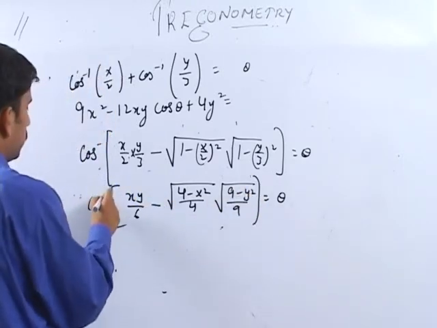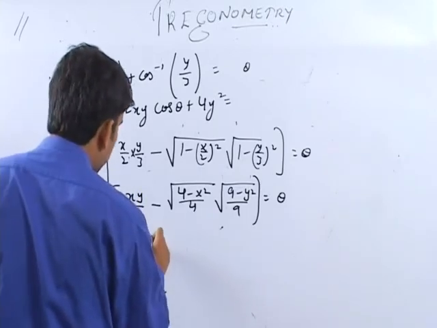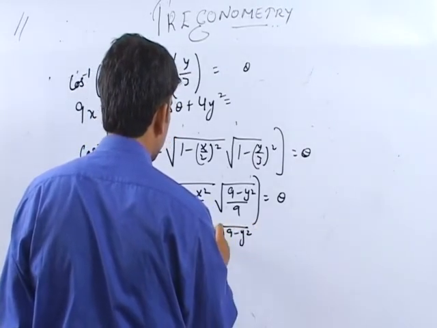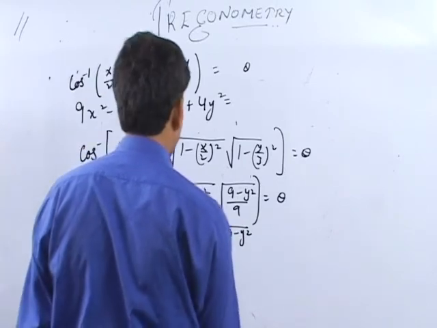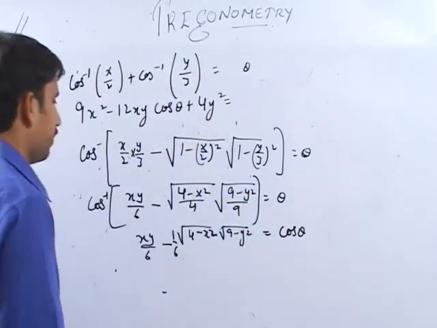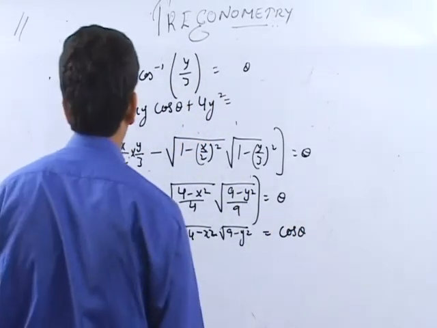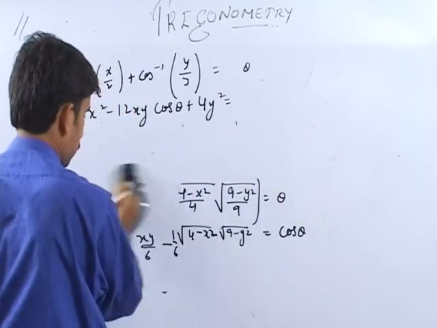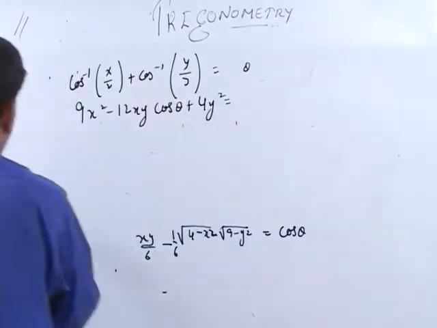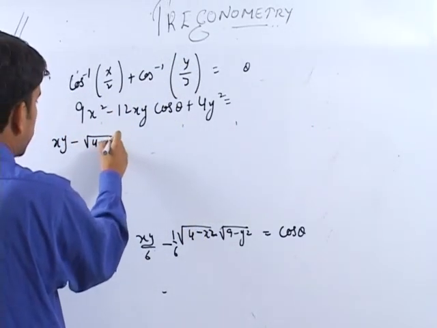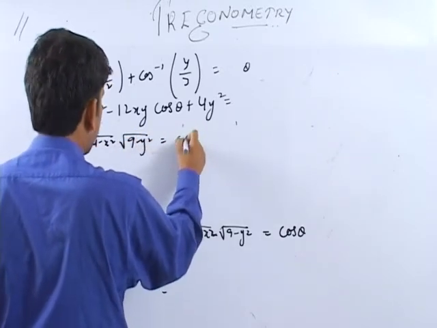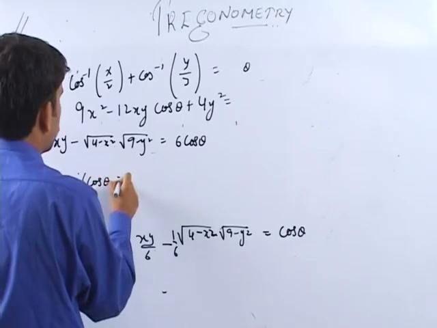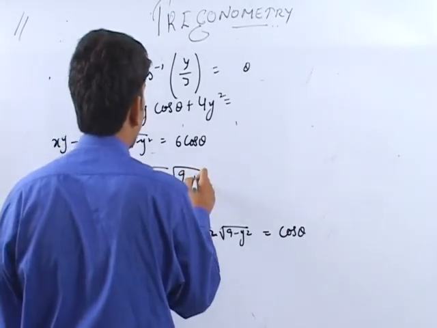Now take cos on both sides, you will get xy by 6 minus under the root 4 minus x square, under the root 9 minus y square, into 1 by 6 is equal to cos of theta, and the whole of this term will be equal to xy minus root of 4 minus x square root of 9 minus y square is equal to 6 cos theta, and this will be equal to xy minus 6 cos theta is equal to root of 4 minus x square and root of 9 minus y square.